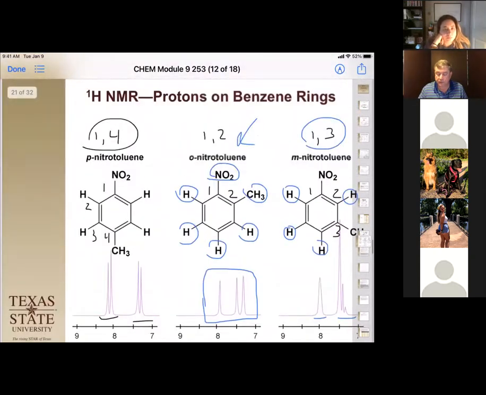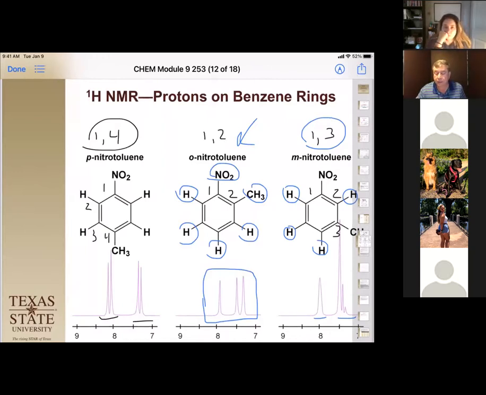All right, questions on proton NMR? Don't forget to look for spin, the number of peaks, the number of unique hydrogens, their relative intensity, their position, how far downfield or upfield they are, and the splitting pattern.